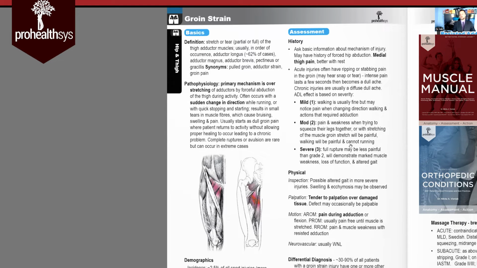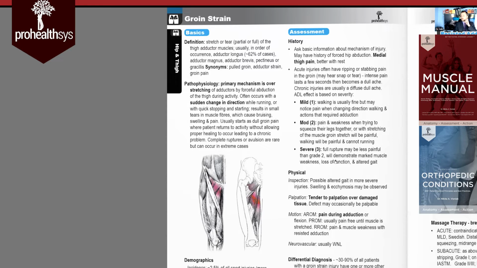Pain with stretching of the muscle, which will again be a catch-22 because we'll see that this is actually one of the treatments we're going to be doing for it, is stretching that muscle or contracting it in a lengthened position. And number three, that full rupture might actually be less painful. I would look for significant bruising in this area, as well as significantly altered gait and loss of function. And in any kind, they would have weakness into adduction of the hip as you want to move them.